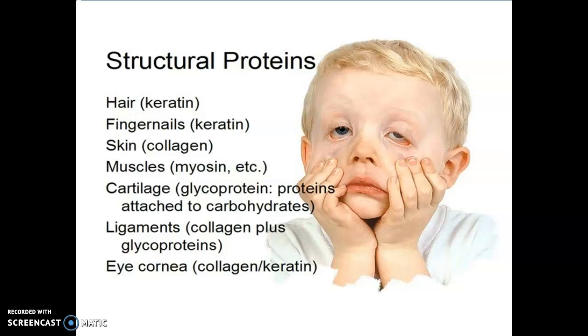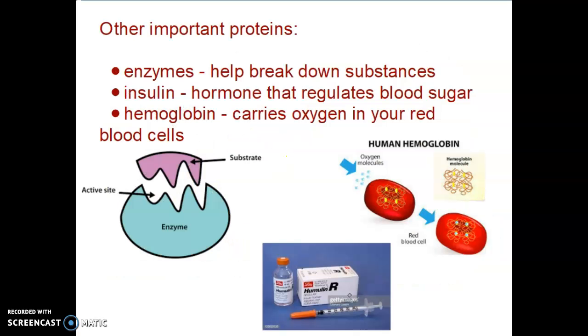Okay? All right, so structural proteins. Hair, fingernails are made of keratin. You've probably seen shampoos now that say they have keratin in them. Skin has collagen. That's why it can bounce back. And then it's in a bunch of different things. Okay, these are structural. Other important proteins are enzymes, your insulin, hemoglobin. Enzymes we're going to talk about later on.